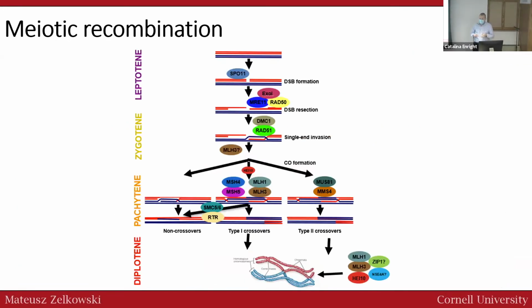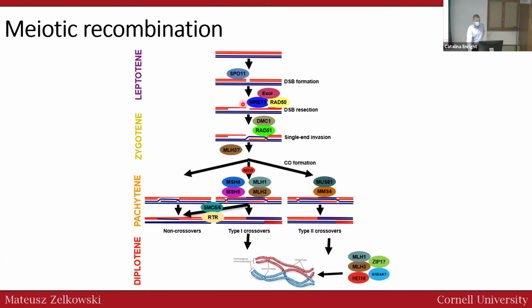Meiotic recombination takes place in the process called meiosis, in the meiocytes. Meiosis is subdivided into many different stages and substages. Starting in leptotene, here you have the genomic DNA composed of two homologous chromosomes marked by red and blue. The first step is actually making the double strand break by SPO11.